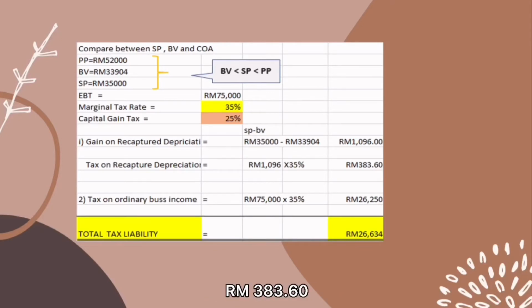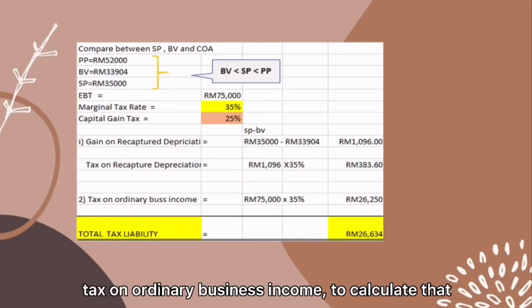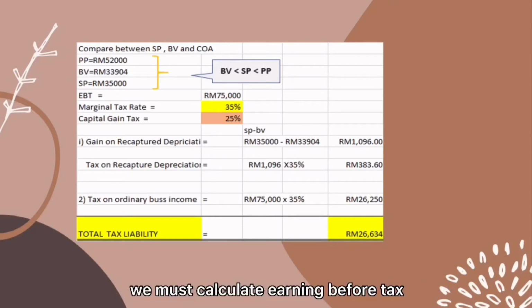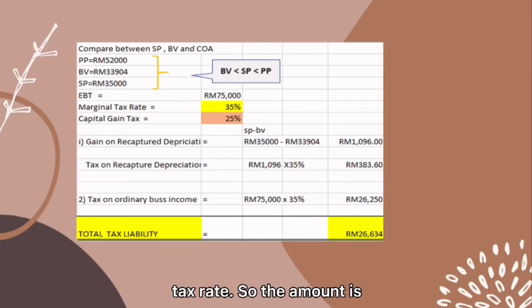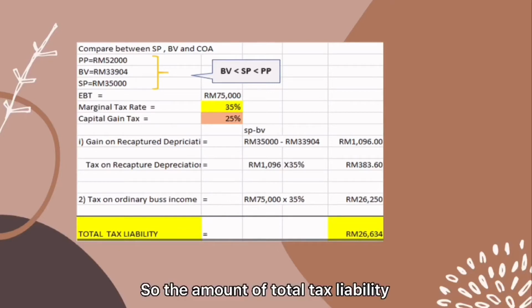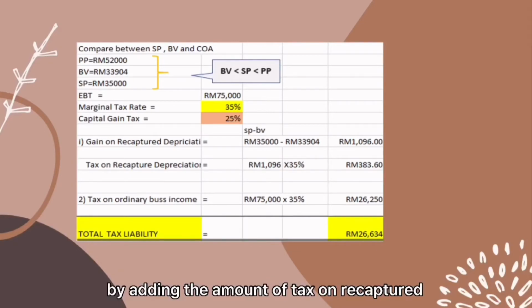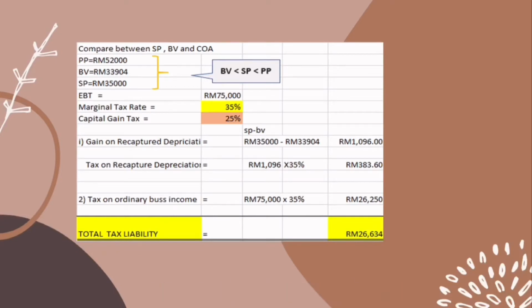So the amount is 383.60 ringgit. After that, tax on ordinary business income. To calculate that, we must calculate the earning before tax multiplied by the marginal tax rate. So the amount is 26,250 ringgit. So the total tax liability is 26,634 ringgit, by adding the amount of tax on recapture depreciation and tax on ordinary business income.